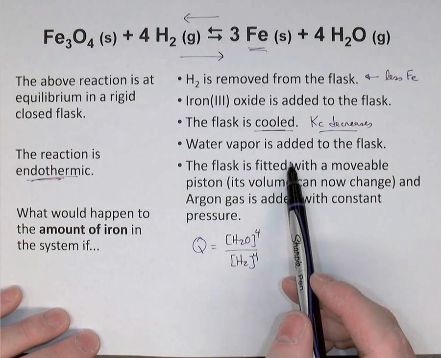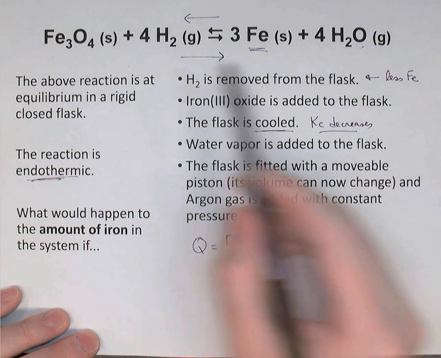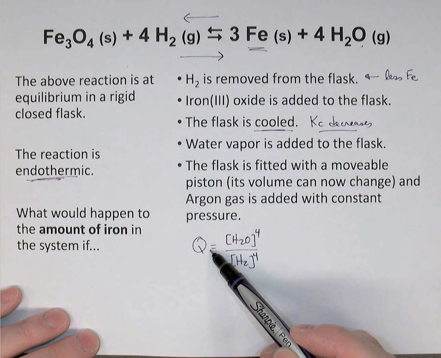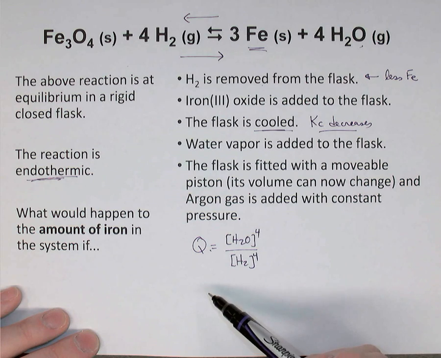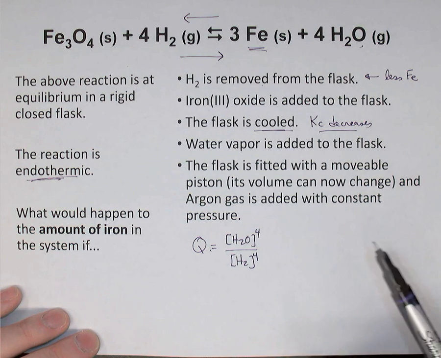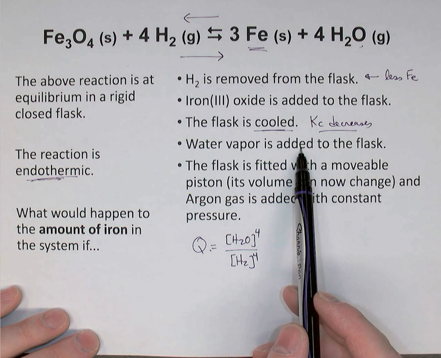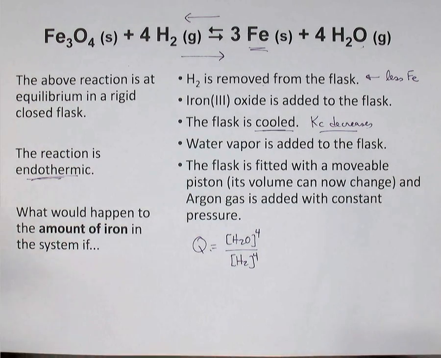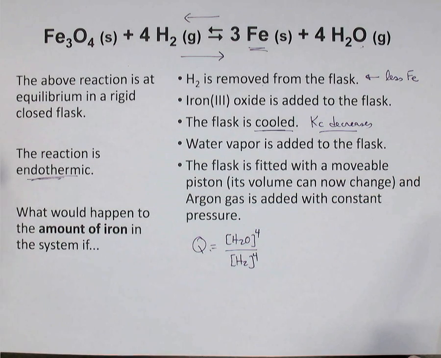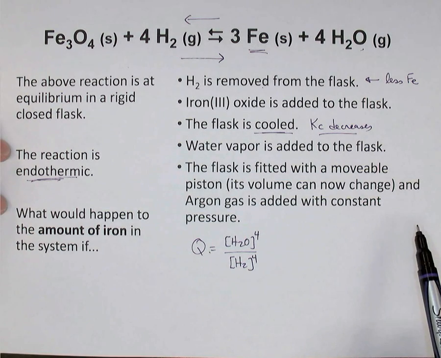Add some water vapor to the container. If we add some water vapor to the container, the Q is going to get larger. Higher concentration of water will cause Q to get larger. That means Q is bigger than K. A reverse shift will occur. From a kinetics perspective, increasing water vapor concentration will increase the rate of the reverse reaction. Therefore, you'll have a faster reverse reaction and a backward shift. You'll get less Fe in the container.